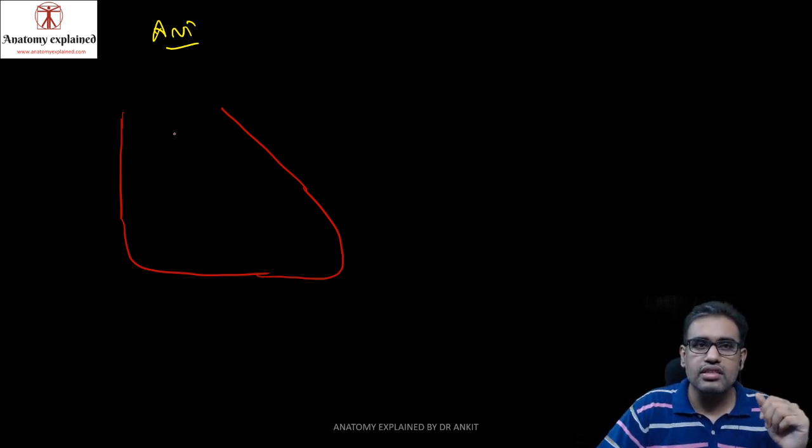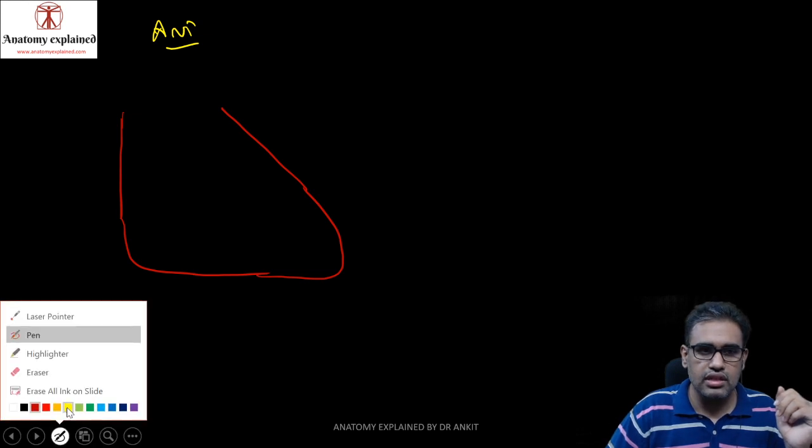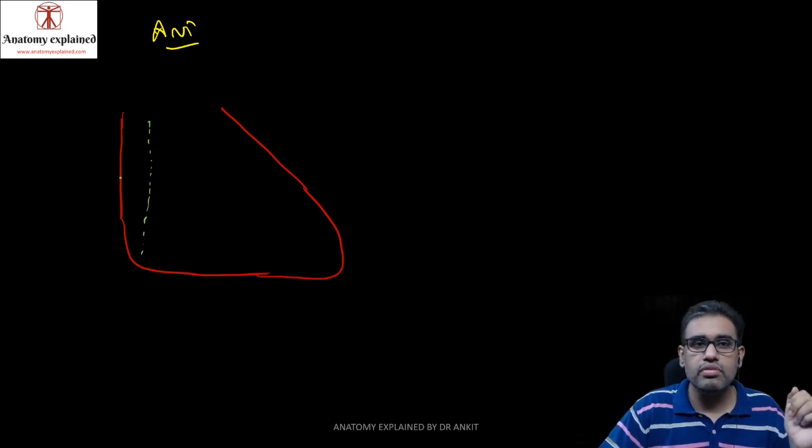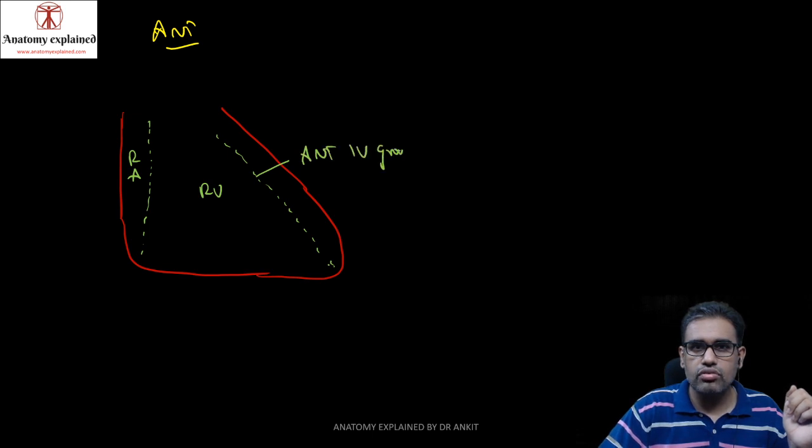Okay, and what are these chambers that we can first delineate? So first let's delineate the chambers. This will be the right coronary groove between the RA, right atrium, and the right ventricle, and this would be your anterior interventricular groove. This will be your anterior IV groove between the RV and the LV.